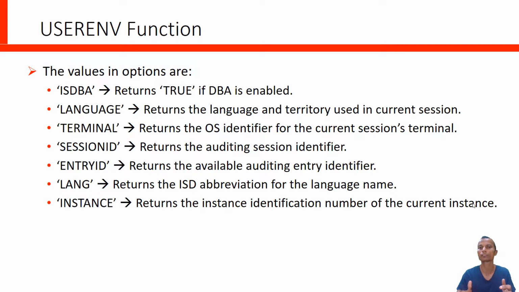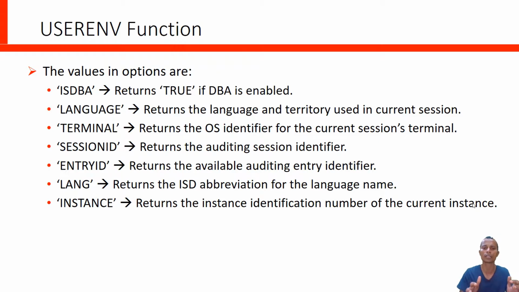Let's discuss the values of the options which are available. ISDBA returns true if DBA is enabled. Language returns the language and territory used in the current session. Terminal returns the OS identifier for the current session's terminal. SESSIONID returns the auditing session identifier. ENTRYID returns the available auditing entry identifier. LANG returns the ISO abbreviation for the language name. INSTANCE returns the instance identification number for the current session.